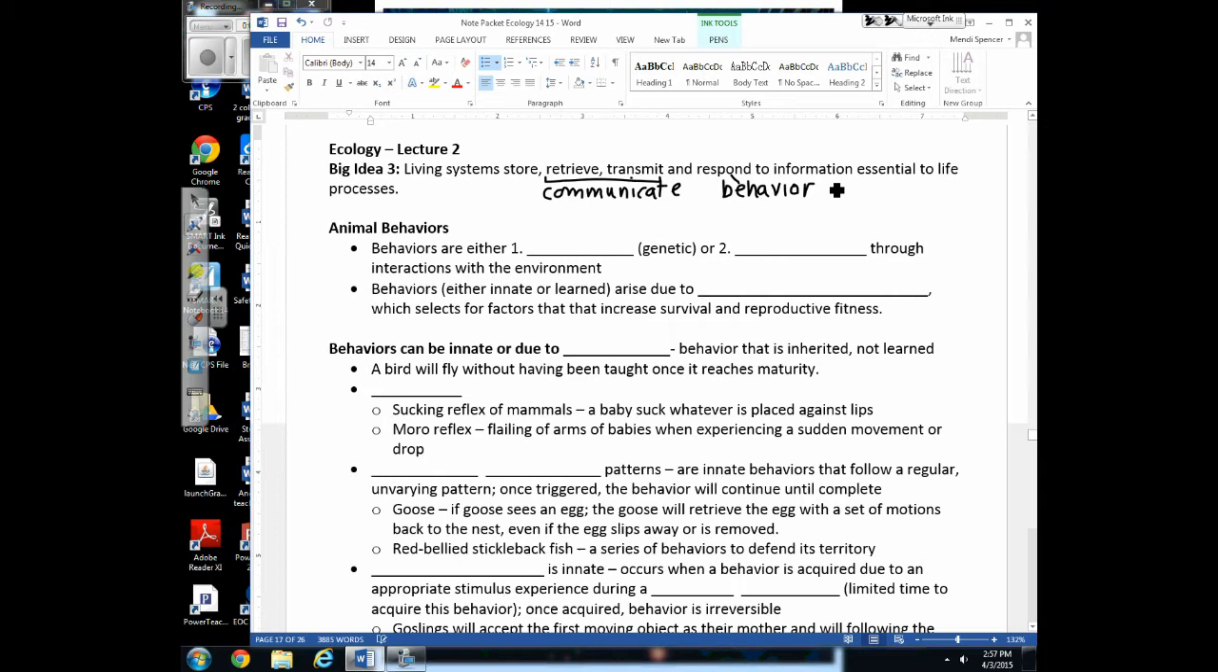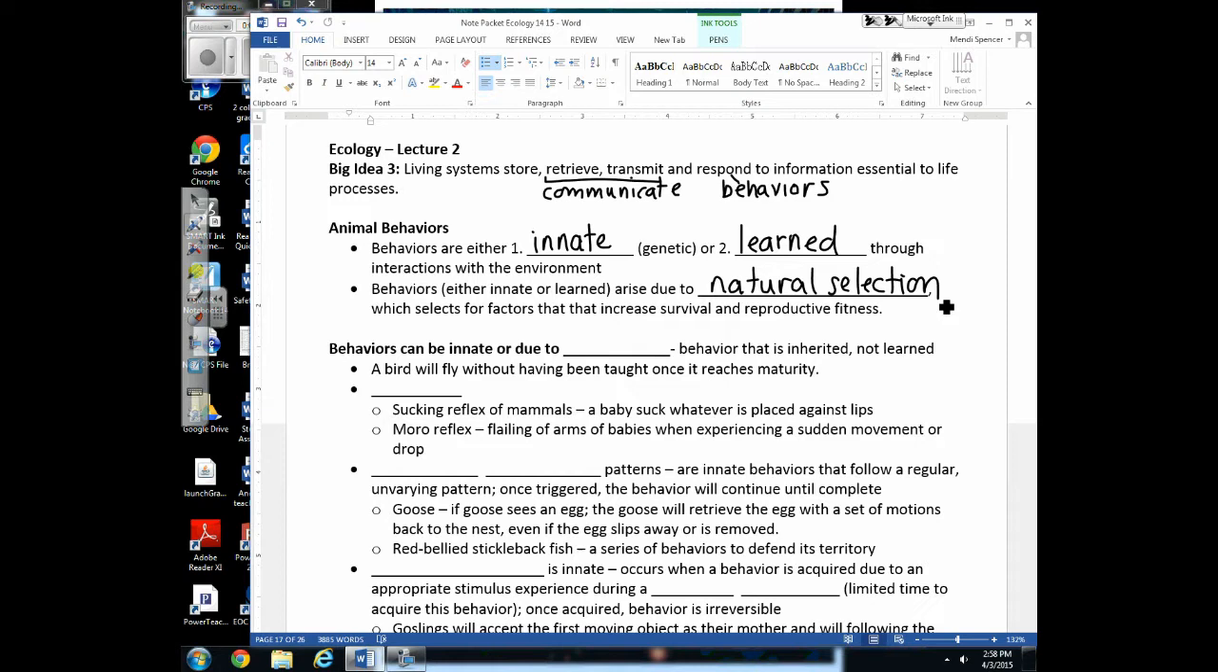So first, we're going to take a look at behaviors, and behaviors will fall into one of two categories. Behaviors are either innate, that means that you're born with the ability to do them, or these behaviors are learned. No matter whether the behavior is innate or it's learned, these all arise due to natural selection. So those that are born with the ability to do certain behaviors or the ability to learn are the organisms that are going to be able to survive better and reproduce.